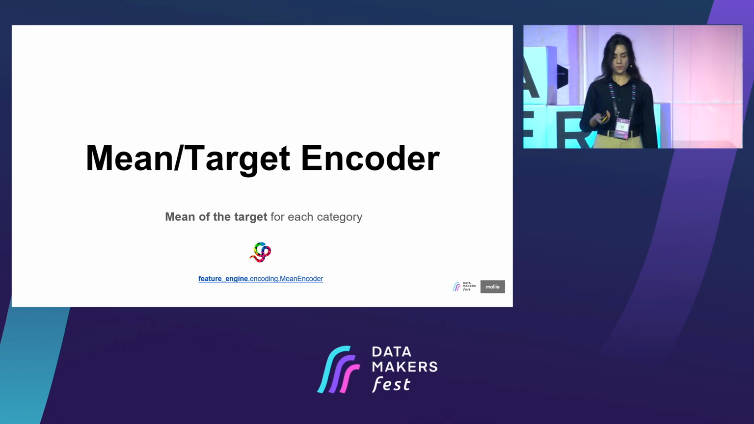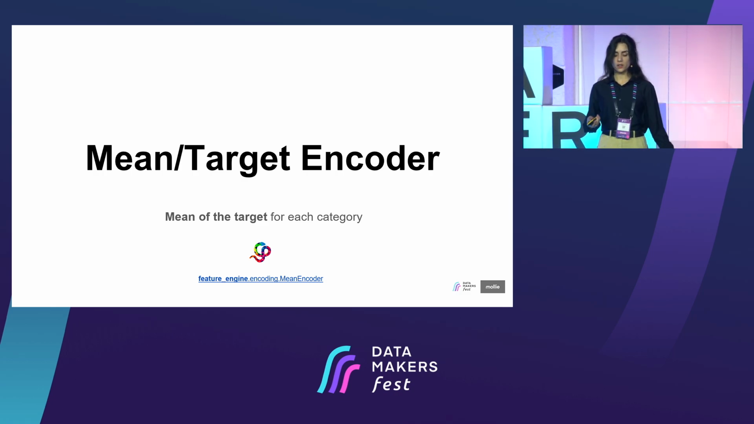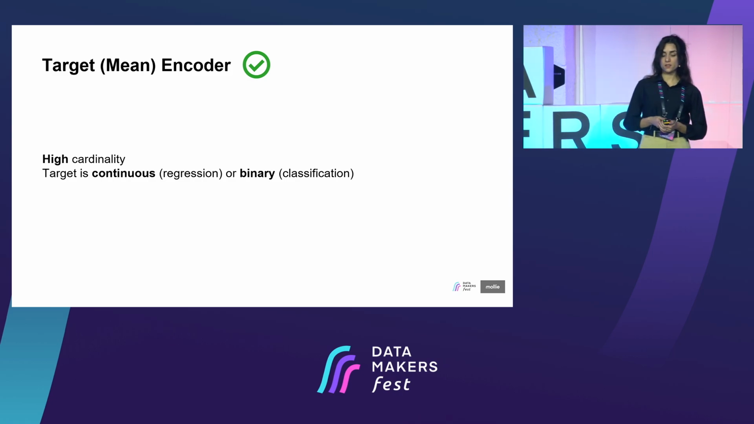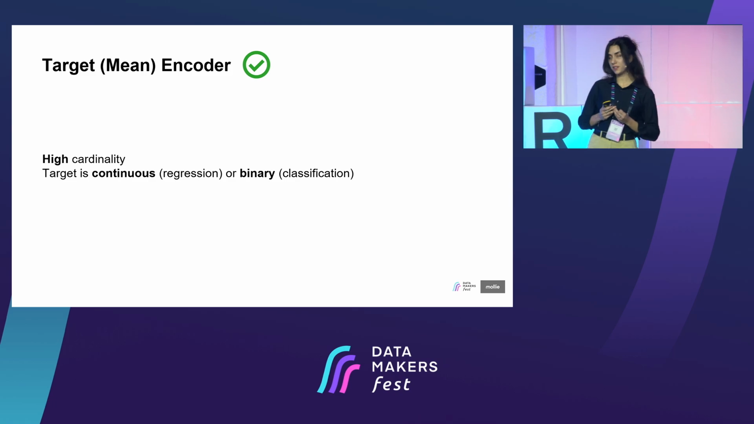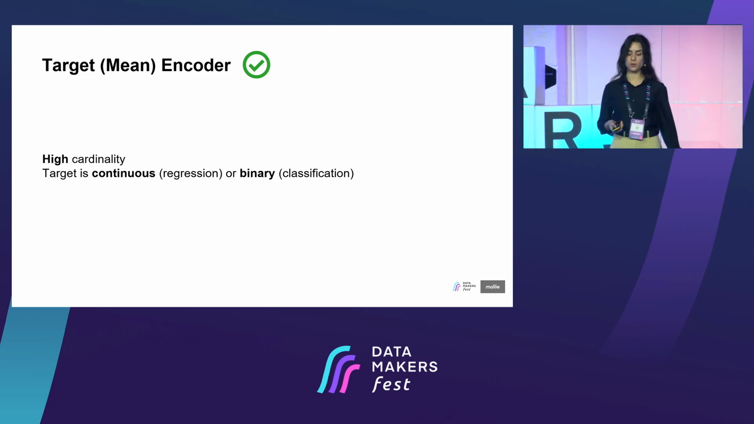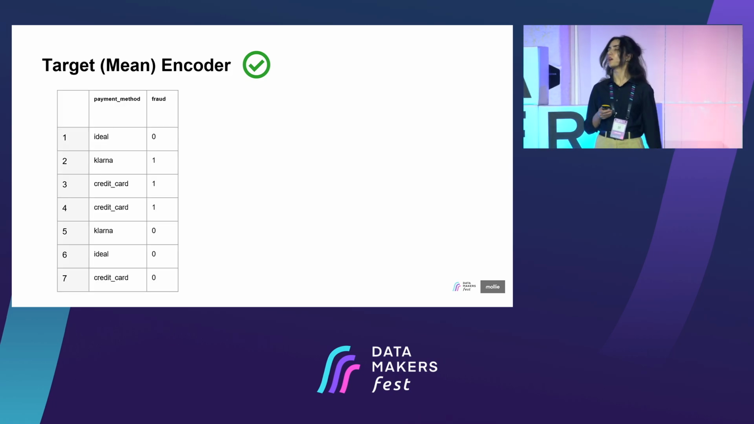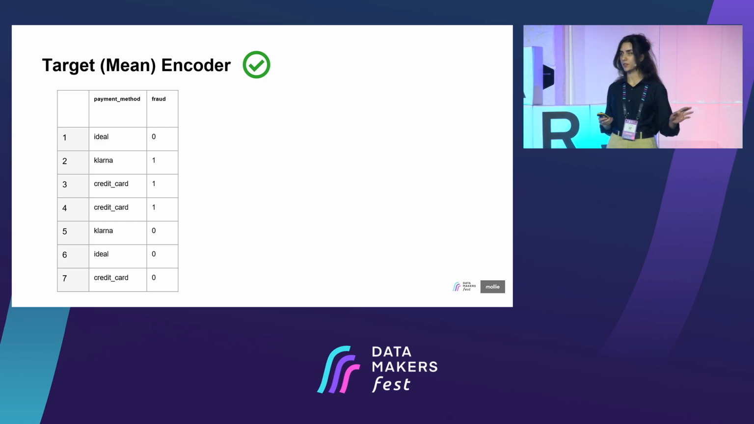And let's see how. So the mean or target encoder, we simply calculate the mean of the target for each category, right? It's nice to use when you have high cardinality to decrease it, and use it for when the target is continuous or binary. For multi-label, there is a trick I'll show you in a bit. So let's see, again, we have a payment method example, and in this case, we just see the payment method of a payment and whether it was fraudulent or not, so 0 and 1, binary target.